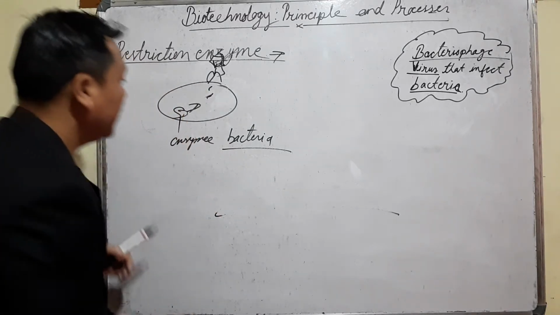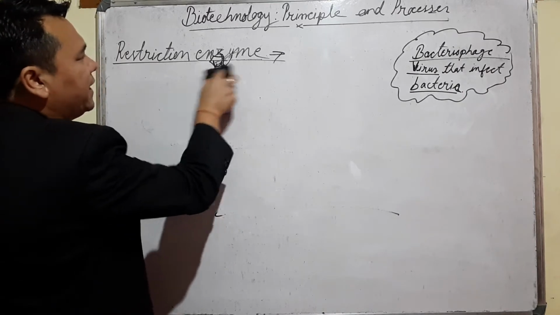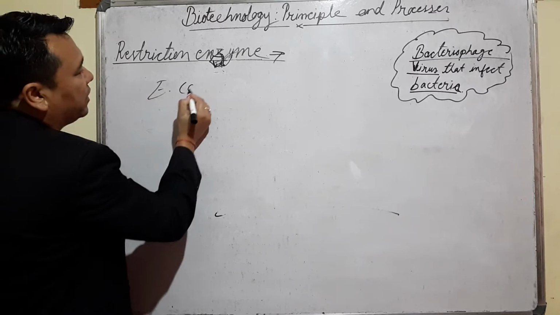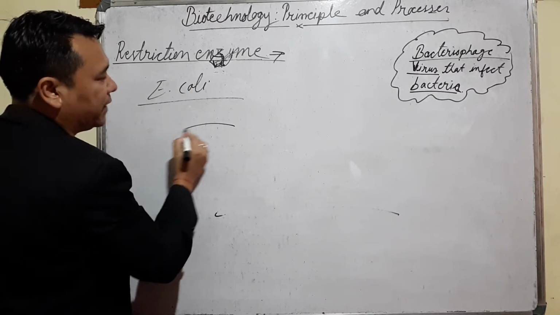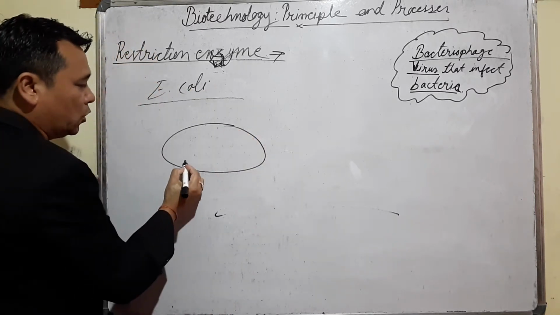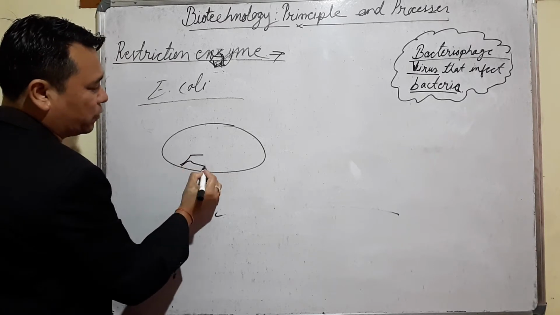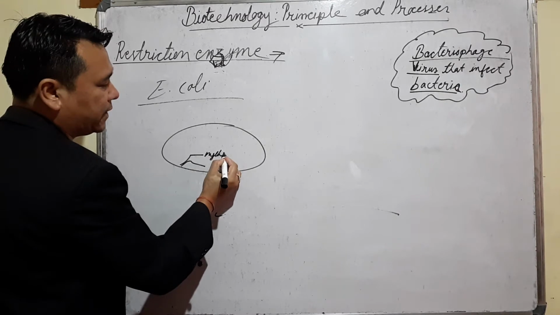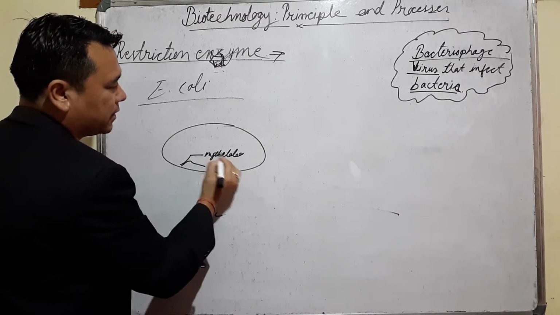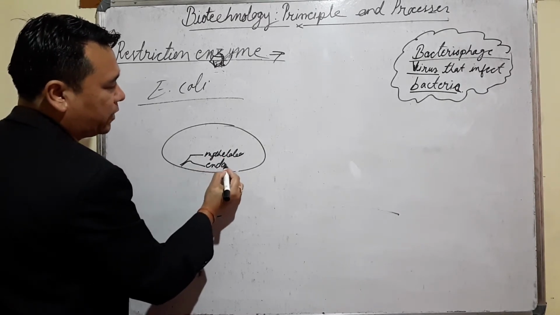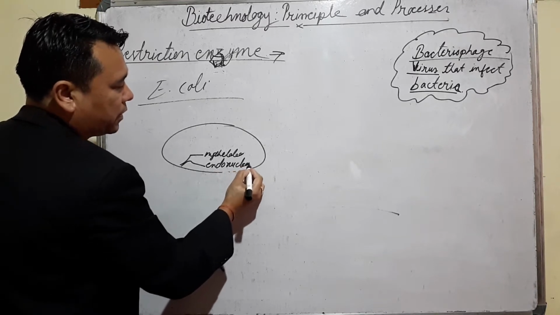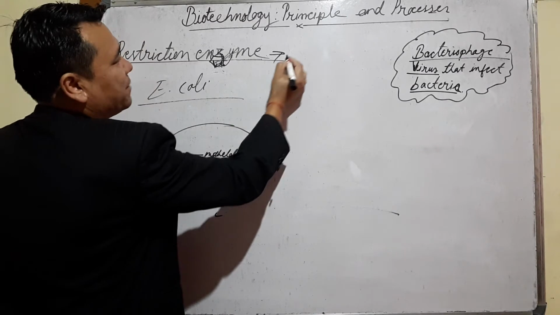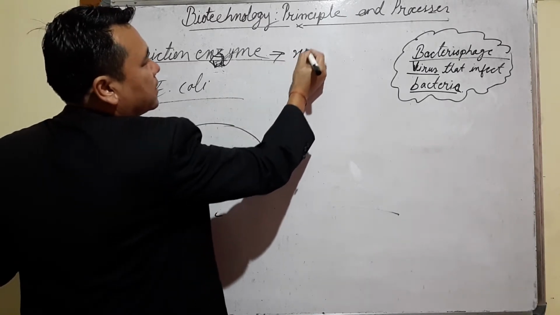So okay, in 1963, in the body of E. coli, two types of enzymes were found. One is methylase and the other is endonuclease.